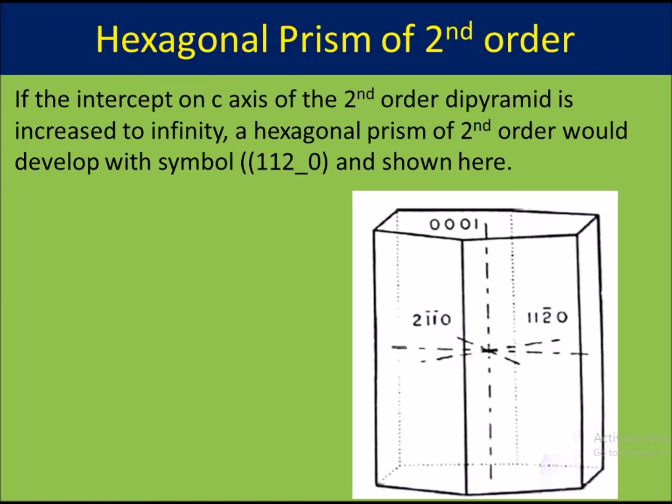Similarly, from this form we can assume or imagine a hexagonal prism form of second order. So if we simply consider that the intercept of the C axis of the second order dipyramid is increased to infinity, then we will get a prism of second order, okay.